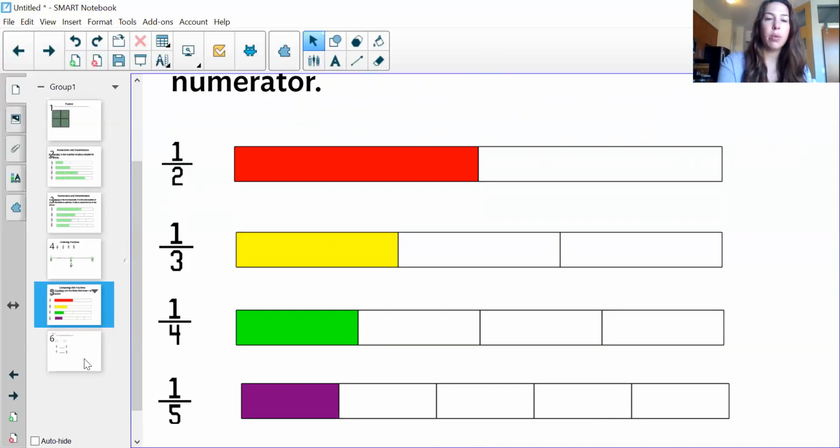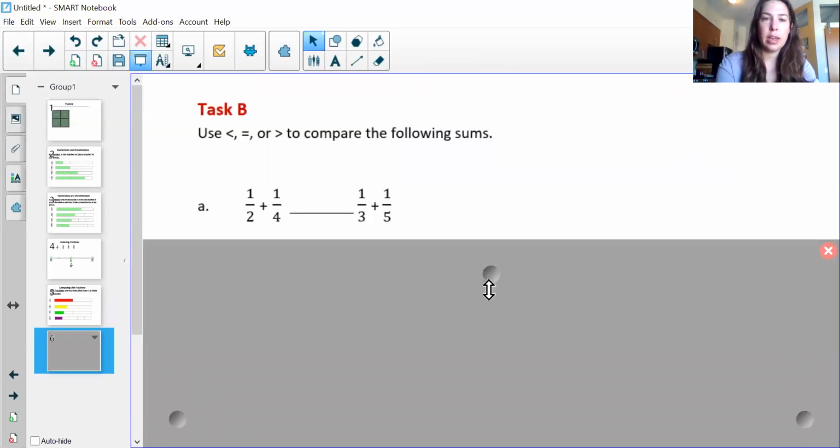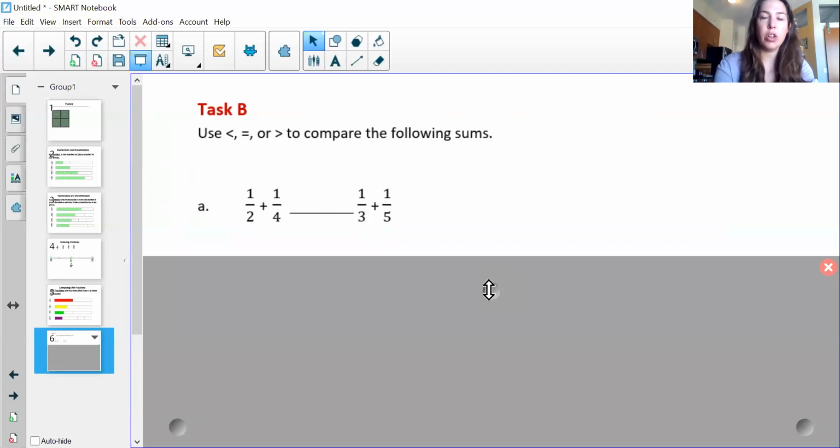Task B, we're going to do together. Task B has a part A and a part B. We're just going to do part A. So when you're looking at task A, it says use greater than, equal to, or less than to compare the following sums.